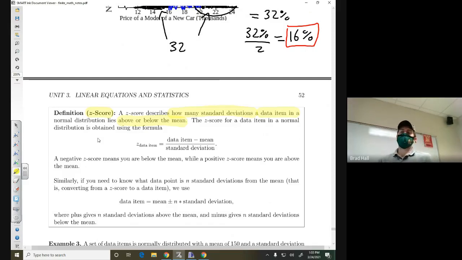So if you have a z-score of positive 3, that means you're 3 standard deviations above the mean. You can also have a negative z-score. A standard deviation couldn't be negative, but z-scores can be. So you can have a z-score of -2, and that means you are 2 standard deviations below the mean. That's how this is interpreted. And there's a formula for determining this. The z-score is you take a data item, you subtract the mean, and then you divide by the standard deviation.